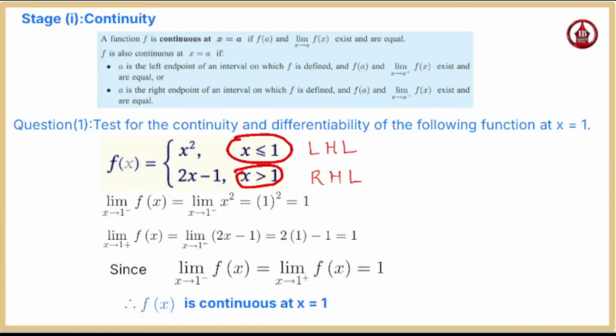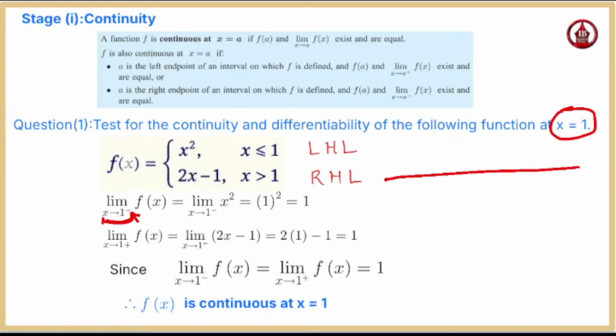Okay. Now look here. I am finding limit x tends to A minus because at 1 we want to test. So limit x tends to 1 minus. This minus is not the negative sign, but it is symbolic. It means we are coming from left towards x is equal to 1. On the number line, there is a point x, and we are approaching x is equal to 1 from the left side. So we write limit x tends to 1 minus.